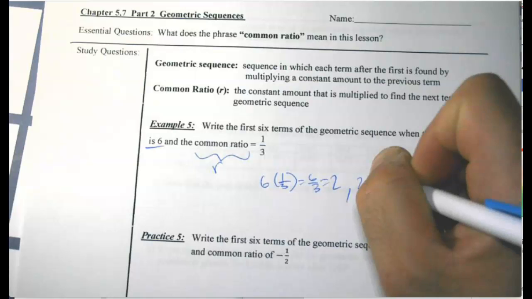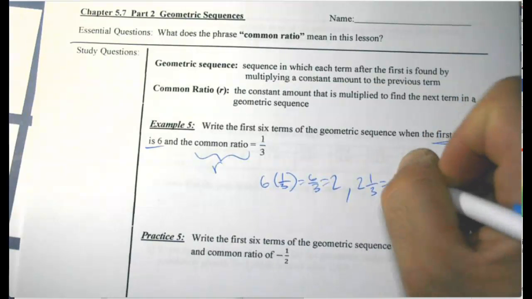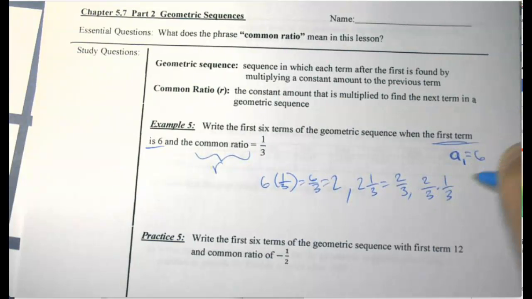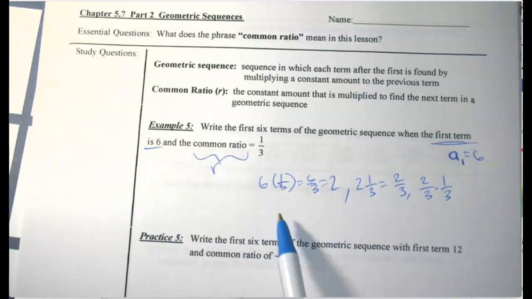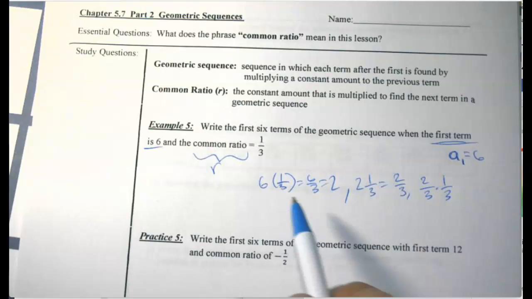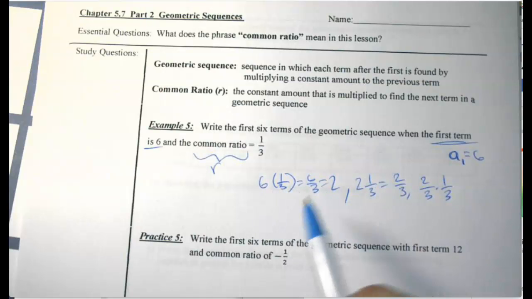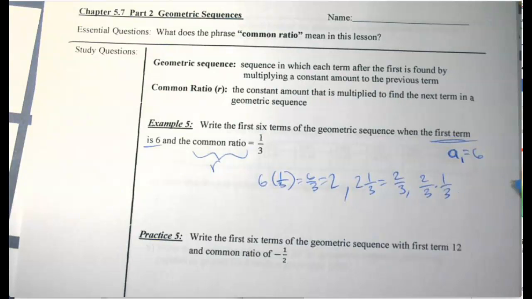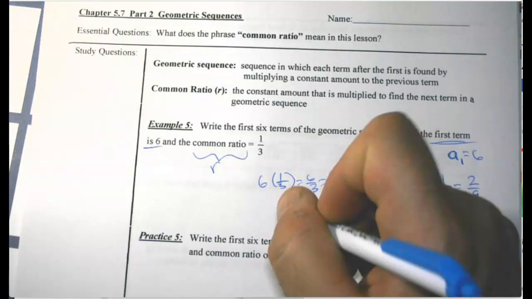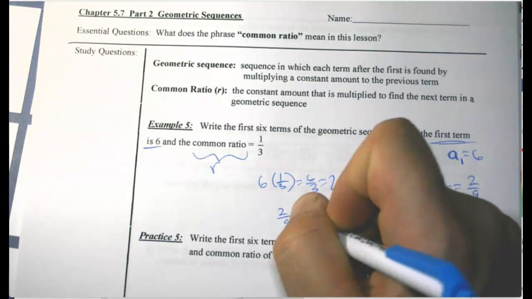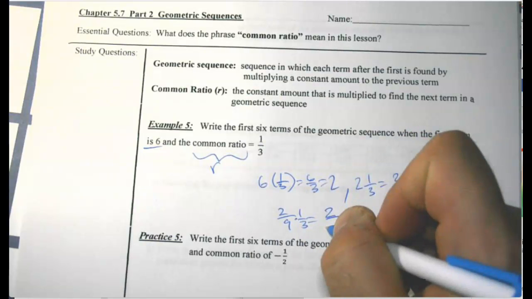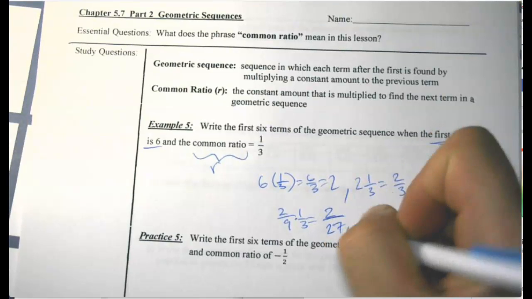And then 2 times a third is 2/3, right? And then 2/3 times a third. So remember, what I'm doing here is I'm just getting consecutive terms in a geometric sequence. Common ratio is 1/3. That means I can multiply any term by 1/3 to get the next term. So anyhow, 2/3 times a third, that's going to be 2/9, and then I'm going to multiply 2/9 times a third to get the next term. 2 times 1, and then 9 times 3 is 27, 2/27.